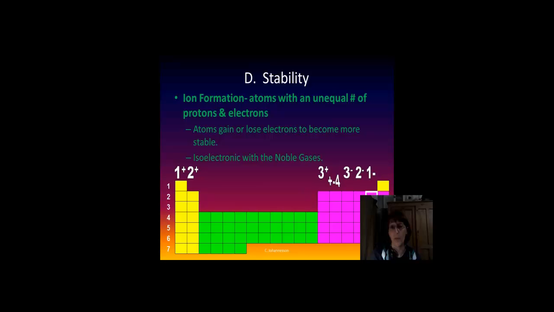Now we have group 16, and they tend to steal 2 electrons from somebody. Group 17, the halogens, they tend to steal 1 electron. And then you have the noble gases that really don't do anything. They have a 0 oxidation number because they don't really react with anything.